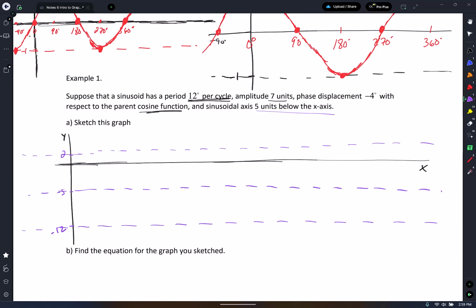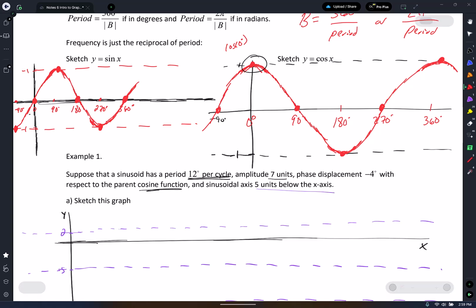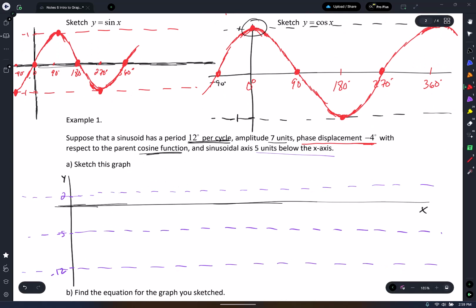All right. So where am I going to put my very first point? Well, if I'm using cosine, I should have put it right on the y-axis, but they told me my phase displacement is -4. So I'm going to go 4 degrees to the left, and I'm going to put that first. 4 degrees to the left is right here, and here's my max point. Let me do the grid on black here.